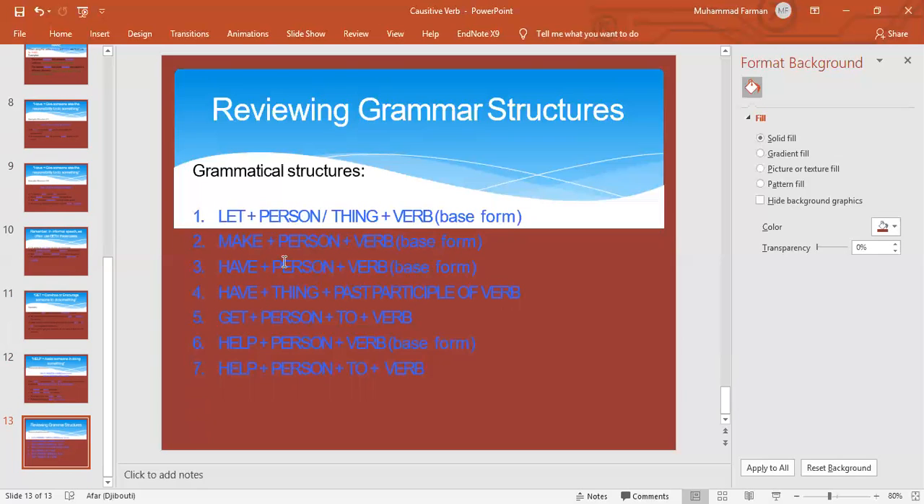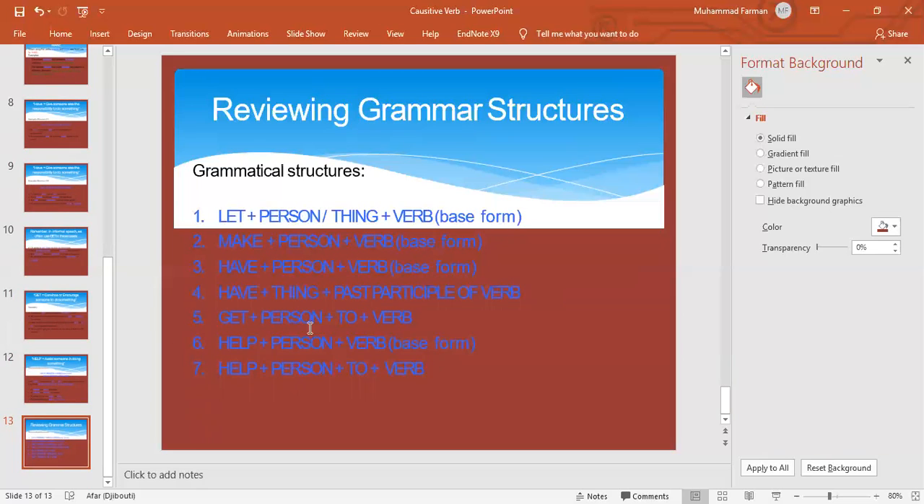Have ke two patterns hain, hamare paas ek verb ke sath istemal hota hai aur ek past participle ke sath istemal hota hai. As we learned that have can be utilized with the first form of verb, or have also can be utilized with the third form of the verb. Past participle means third form of the verb, and that is being utilized as an adjective.